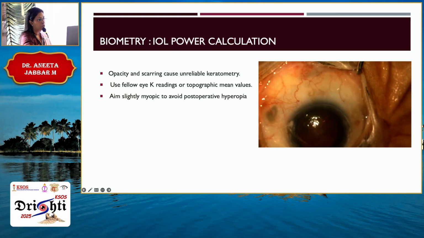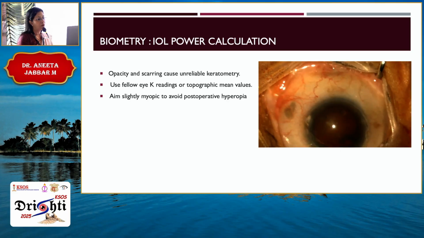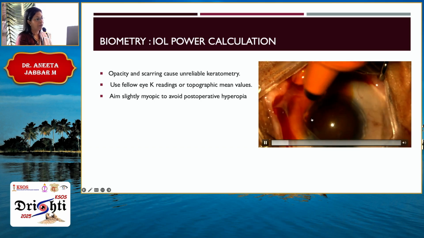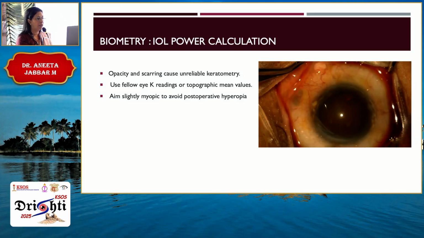And biometry also, as I was telling, can lead to unreliable values. You can use the other eye K readings or the topography, the mean values you can take and aim for a slightly myopic refraction to avoid postoperative hyperopia. Here also there is a minimal scarring. There are only peripheral opacities, but here also I am preferring subtenon anesthesia, and the phaco was performed in the usual manner.